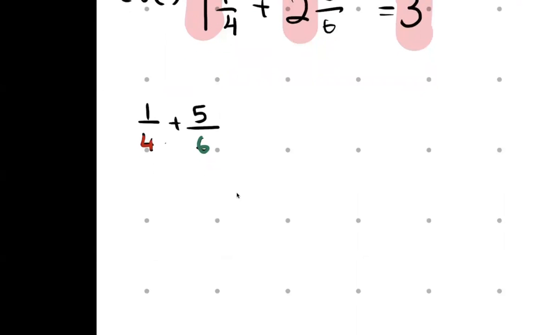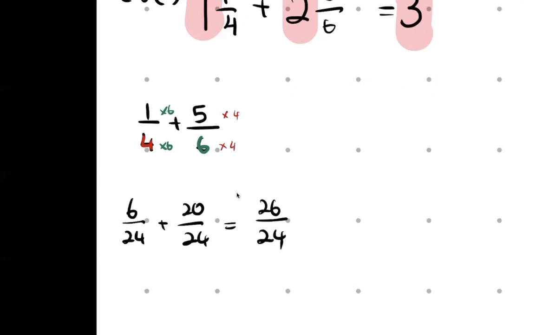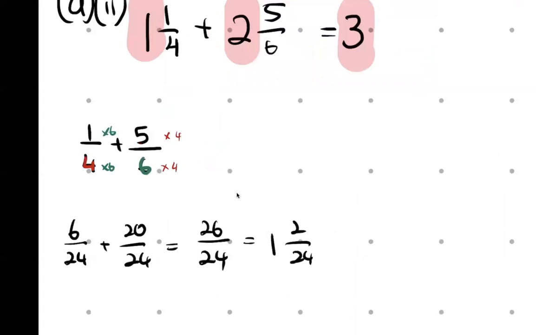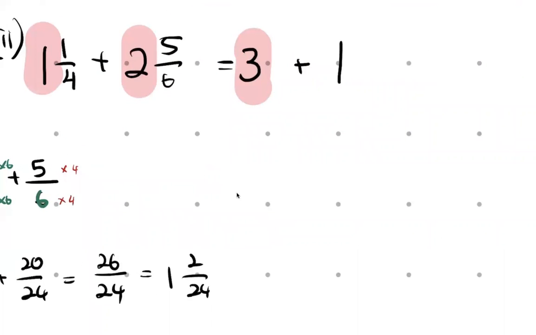So here I multiply by 6, multiply by 6. Here I multiply by 4, multiply by 4. Then I will get 6 over 24 plus 20 over 24. And I can get 26 over 24. Then I can get 1, 2 over 24. Then I just add it here. Add the whole number together, I get 4, 2 over 24. I can simplify and become 4, 1 over 12.